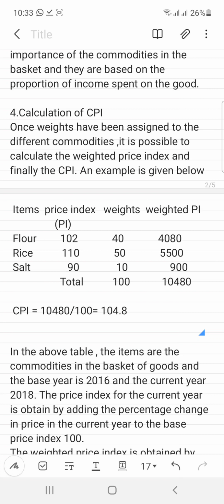Then we are going to calculate the weighted price index. Weighted price index will be the price index multiplied by weights. 102 multiplied by 40 gives us 4,080.